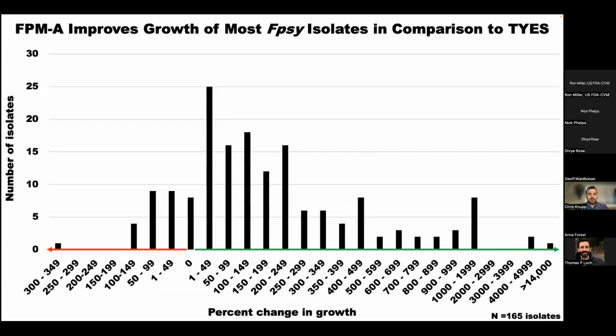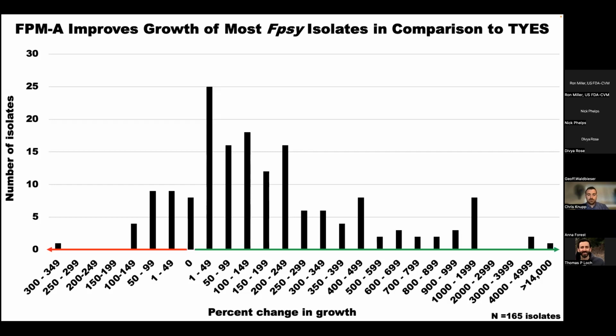So getting into the results of this final experiment, this figure is showing you the percent change in growth for 165 isolates when we compare FPMA to TYES. On the y-axis, we have the number of isolates, and across the x-axis, we have the percent change in growth. You'll notice on the x-axis, I included a red arrow that points to the left of 0 and a green arrow that points to the right of 0.